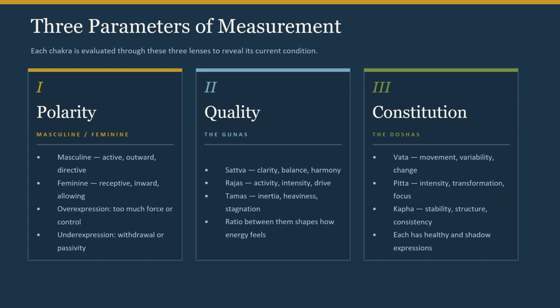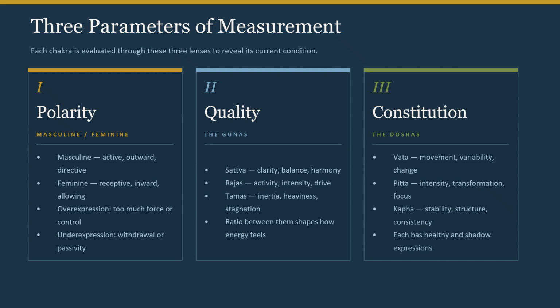Constitution is described through the doshas. These represent how energy is physically and behaviorally expressed in your system. There are three. Vata represents movement, variability, and change. Pitta represents intensity, transformation, and focus. And Kapha represents stability, structure, and consistency. Each of these has a healthy expression and a shadow expression.